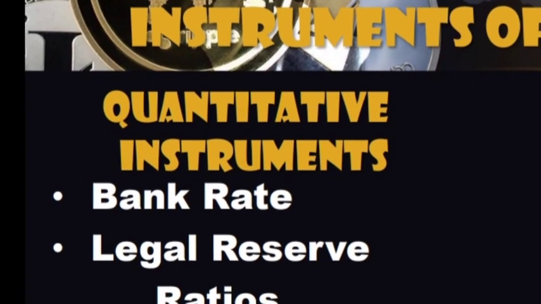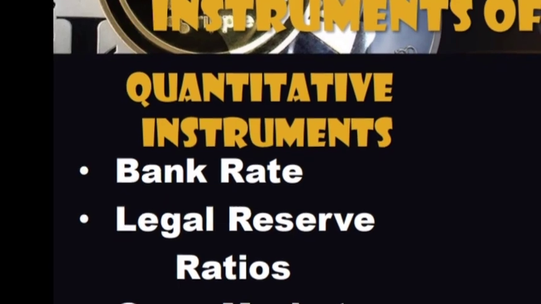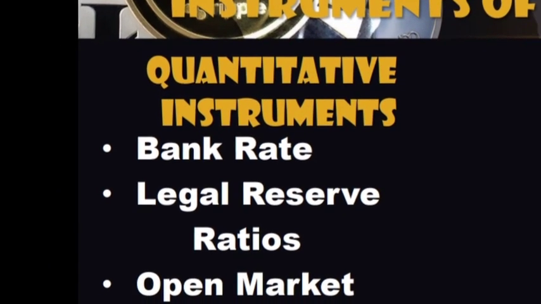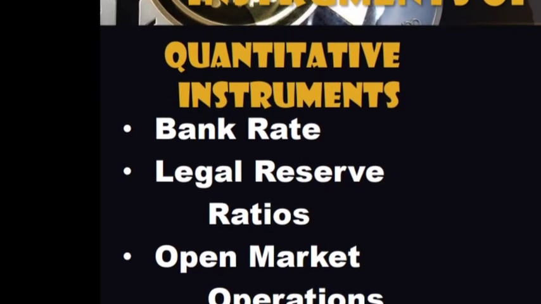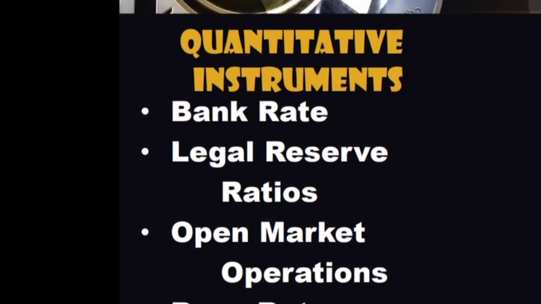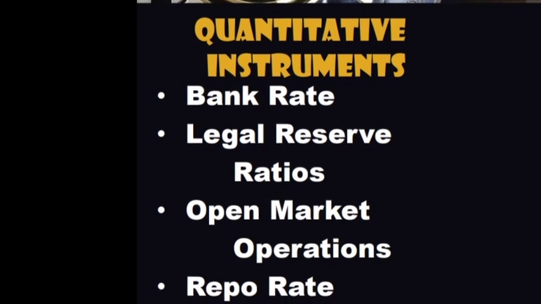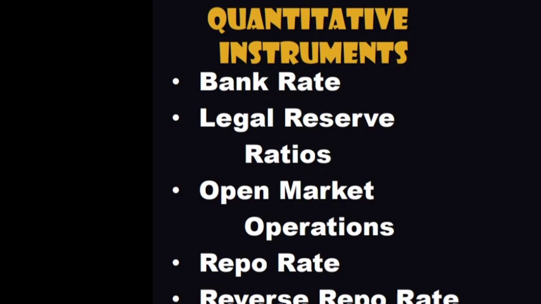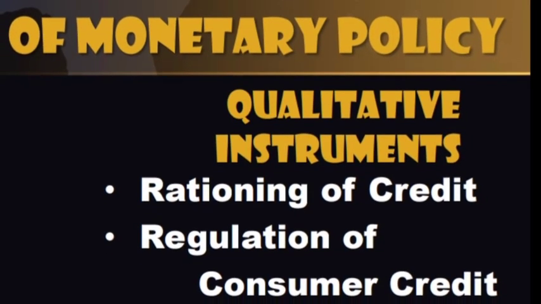So quantitative instruments are also known as general tools used by the Reserve Bank of India. So these instruments are related to the quantity and volume of the money and designed to control the total money of the bank credit in the economy. So under the quantitative instruments, we have bank rate, legal reserve ratios, open market operations, repo rate, and reverse repo rate. On the other hand, we have the qualitative instruments.